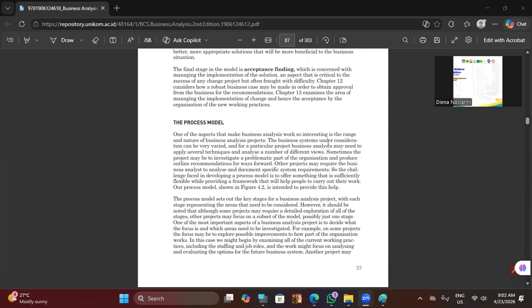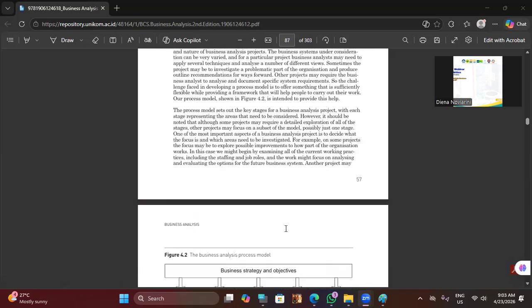The process model of business analysis is what makes business analysis work so interesting, given the range and nature of business analysis projects. Sometimes the project may be to investigate a problematic part of the organization and produce outline recommendations for ways forward, and after that, other projects may require the business analyst to analyze and document specific system requirements. The process model sets out the key stages for a business analysis project, with each stage representing the areas that need to be considered.